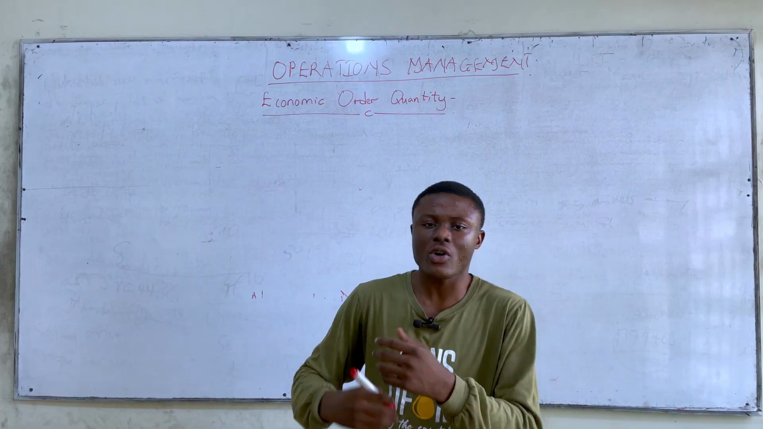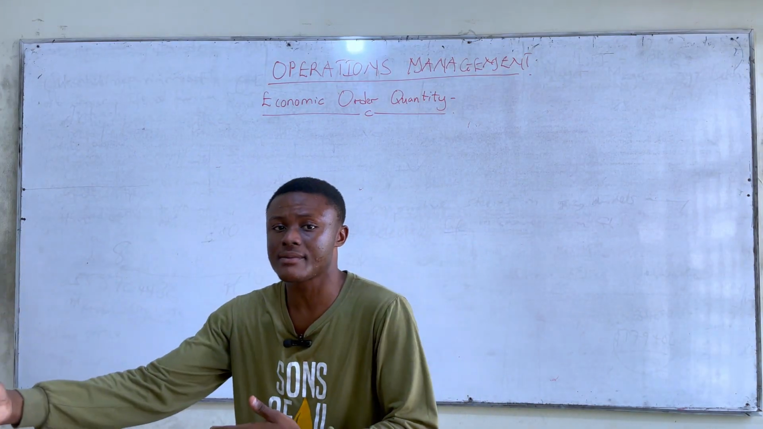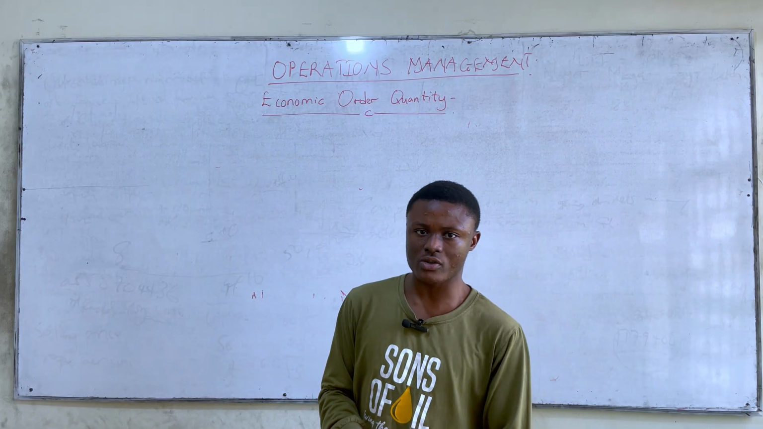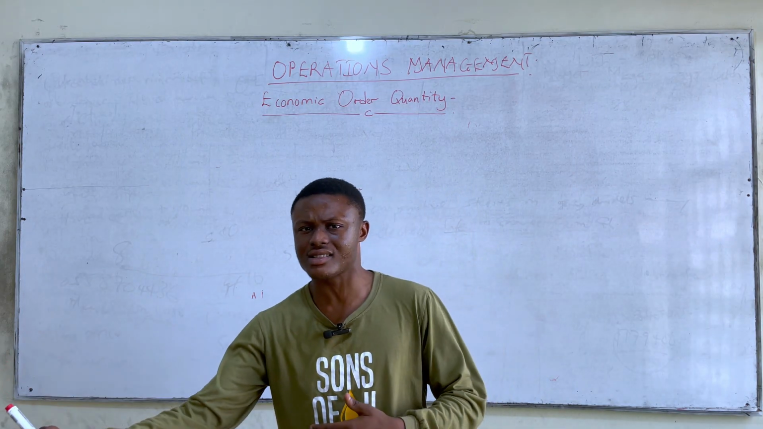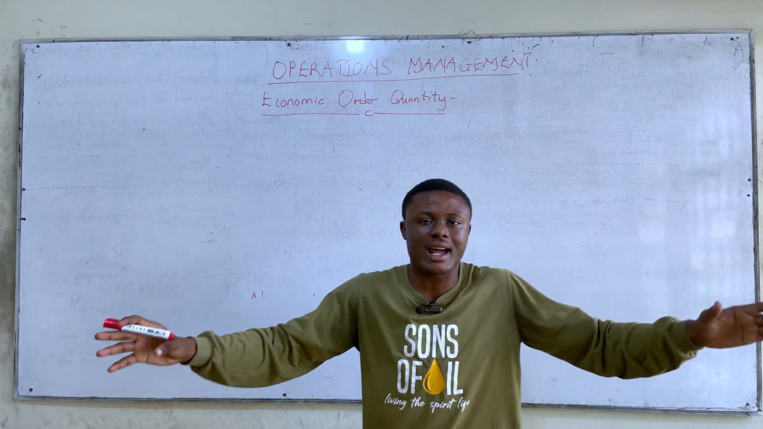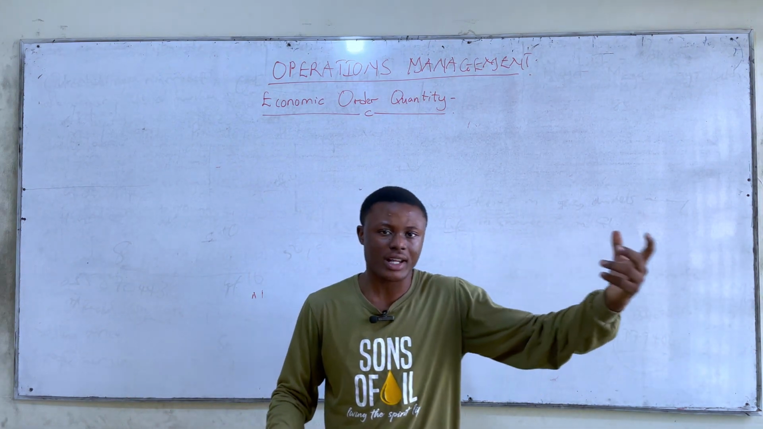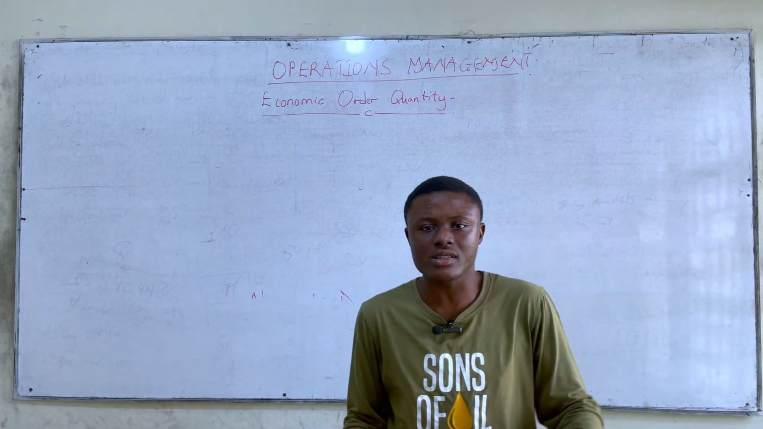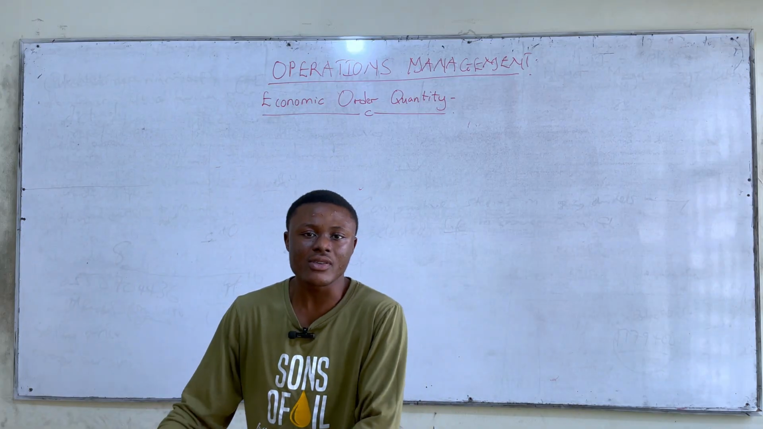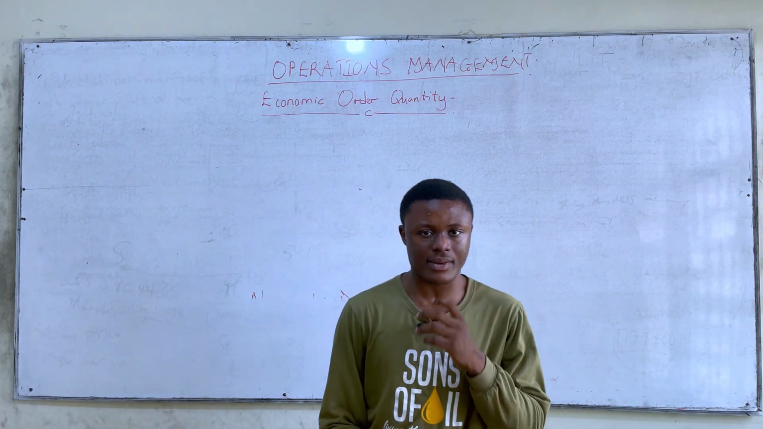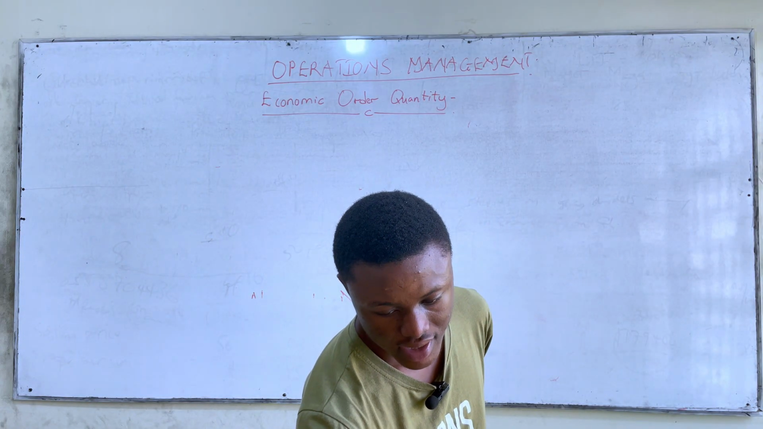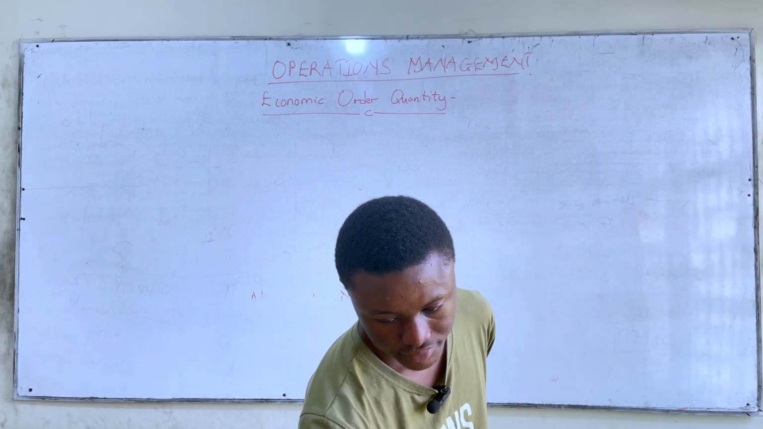So if I keep on ordering some things in small pieces, my ordering cost becomes high, but my holding cost becomes low because I am ordering in small quantities. Are we good? Great. But here we want a balance whereby the cost that we are incurring to order should be equal to the cost that we are also incurring to hold these items. Are we good? Great.